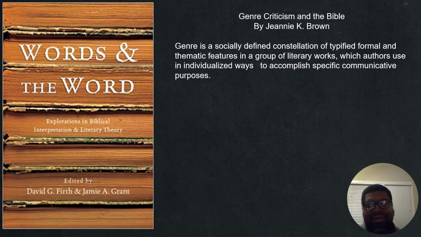Tremper Longman's definition is very similar to the one that I have here in front of you, but this is probably my favorite definition of genre, and this is from Janie K. Brown in an article she's written called Genre Criticism in the Bible. And she says genre is a socially defined constellation of typified formal and thematic features in a group of literary works, which authors use in individual ways to accomplish specific communicative purposes. And the reason I like this definition is because it is a constellation. And each culture, each society is going to typify the things that are formal and thematic features that need to be in a literary work in order for it to be a part of a genre.